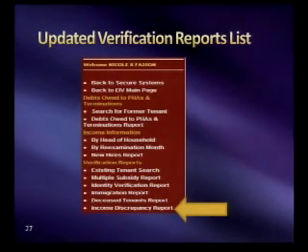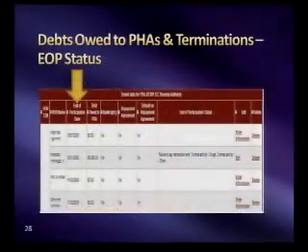Again, cosmetic change. You probably didn't even notice it. All right, your debts owed. Again, this screenshot's a little blurry, but if you'll notice the big yellow arrow there, that is your end of participation column. Your columns are sortable, so you can sort. Now, I do apologize. The list is only sortable for that page.